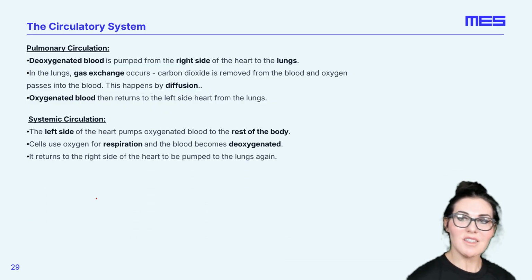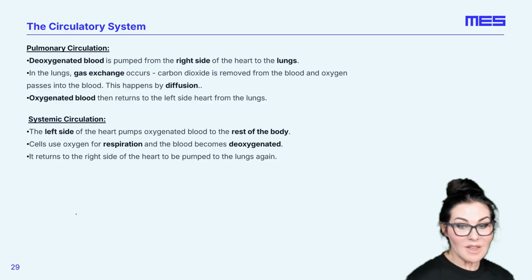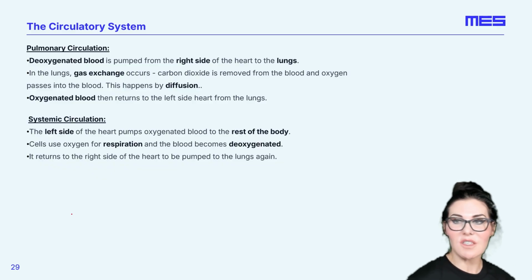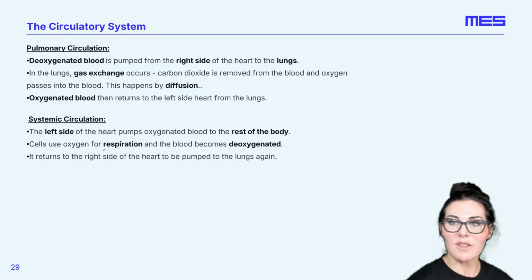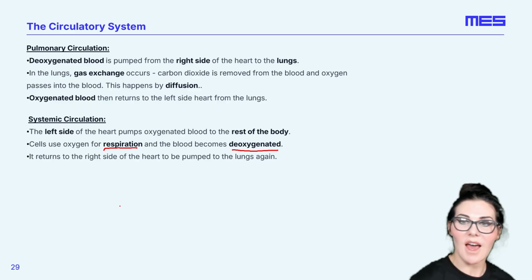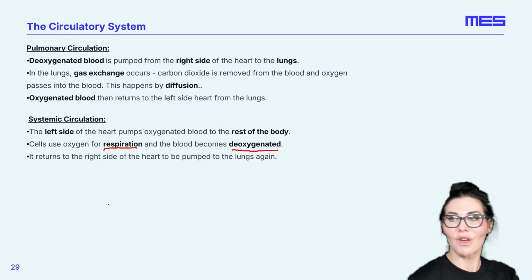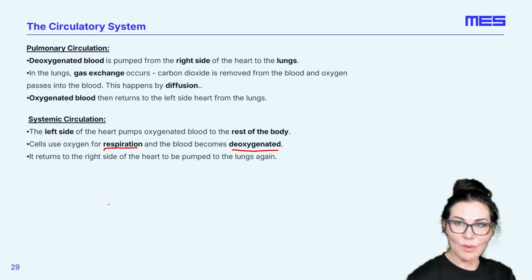In terms of the systemic circulation, once this oxygenated blood has returned to the heart from the lungs, the heart then, from its left side, pumps that oxygenated blood all the way around the rest of the body. So the oxygen is delivered to all the cells for respiration, but in doing that, the blood becomes deoxygenated again and then goes back to the heart again on the right side to be pumped to the lungs again and enter the pulmonary circulation.